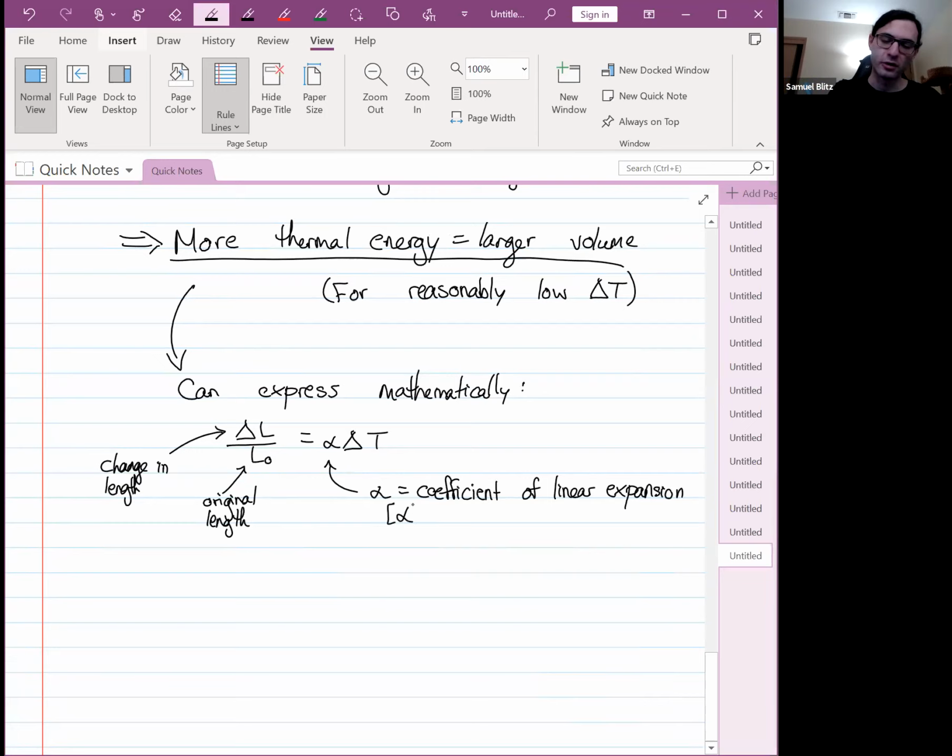The units of alpha are inverse kelvins or inverse degrees Celsius. Either one's fine. And they're interchangeable here because we're only talking about changes in temperature, and 1 Kelvin is the same as 1 degree Celsius. So that's why they're interchangeable. And then this delta T is the change in temperature over which this expansion occurs.